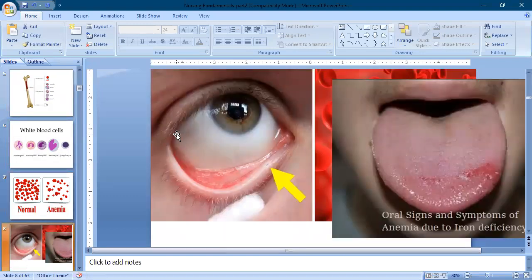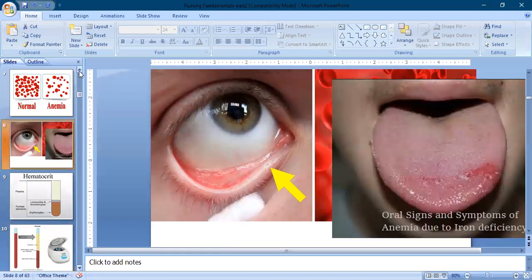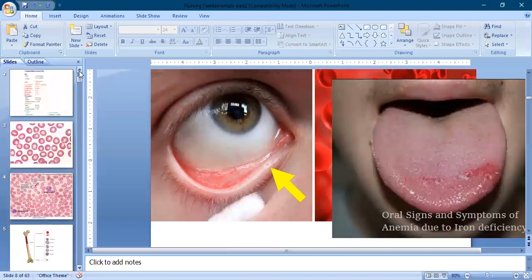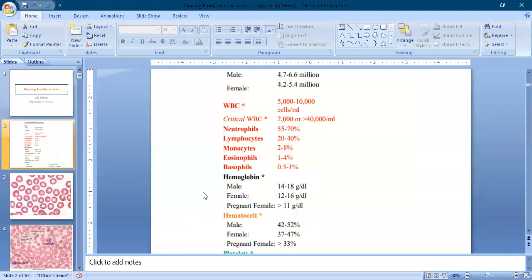So anemia, here is one picture showing the signs and symptoms of anemia, especially iron deficiency. The tongue is not coated, and the skin looks pale, right? Because of deficiency of hemoglobin. So this is a normal range. We have to know about this.